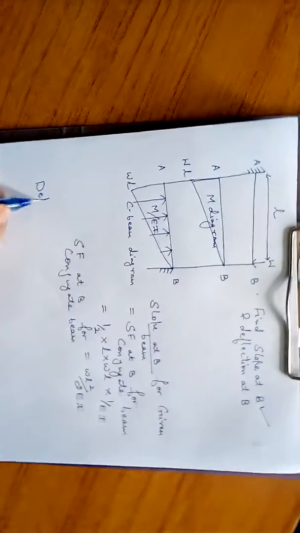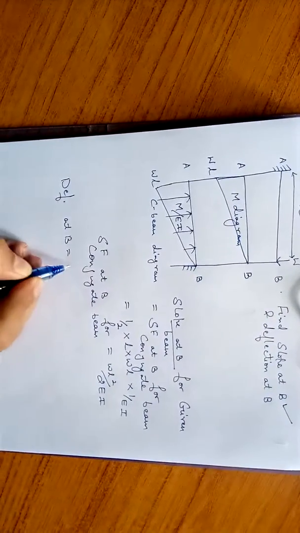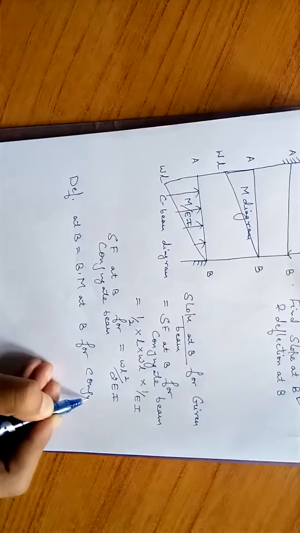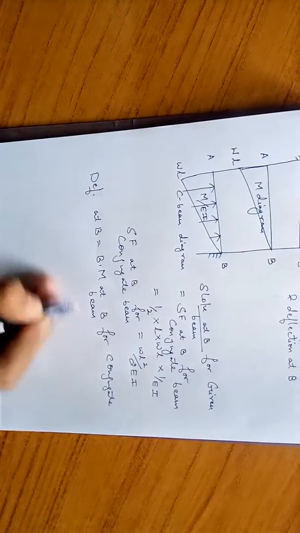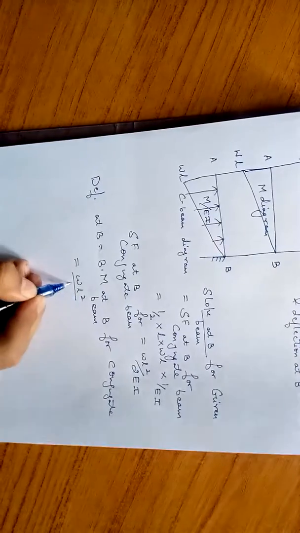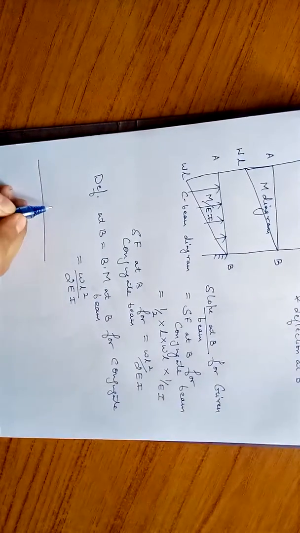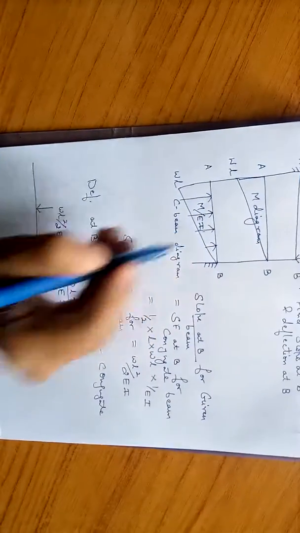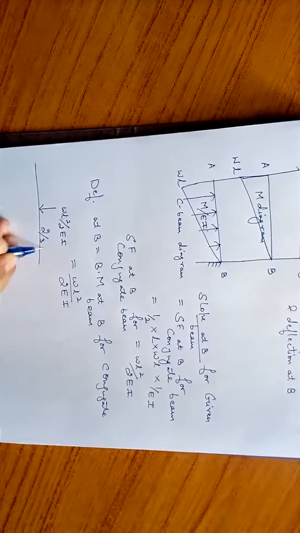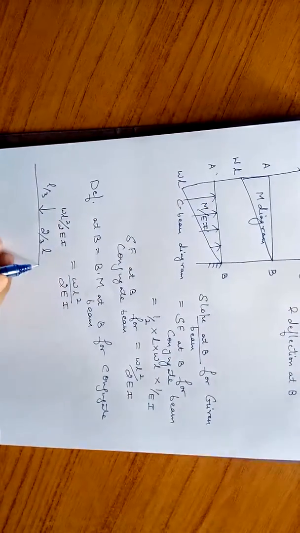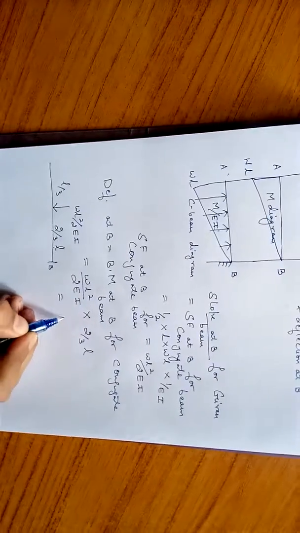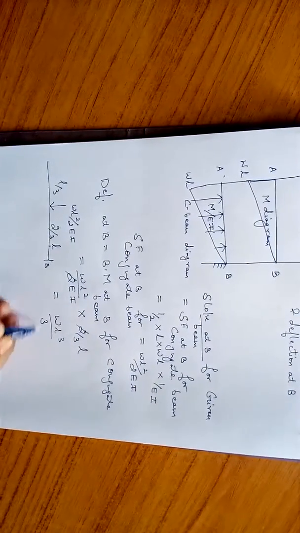Now we will find deflection at B. Deflection at B is equal to bending moment at B for the conjugate beam, which is equal to this area WL square upon 2EI, acting at its centroid. If we draw the free body diagram, this is our WL square upon 2EI, and from this side L by 3, and distance to B is 2 by 3 of L, which gives WL cube upon 3EI. So this is the first case of the conjugate beam.